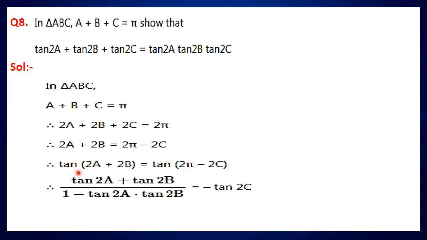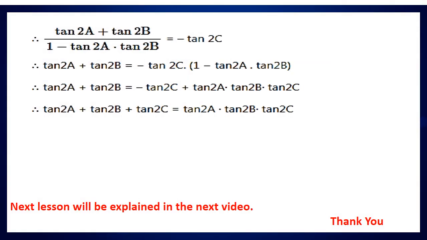And we apply tan on both sides. That is tan (2A plus 2B) is equal to tan (2 pi minus 2C). What is tan (2 pi minus theta)? Minus tan theta. So here we get minus tan 2C. And what about the LHS? It is of the form tan (A plus B). Tan (A plus B) is nothing but (tan A plus tan B) by (1 minus tan A tan B). Here in place of A we have 2A and in place of B we have 2B.